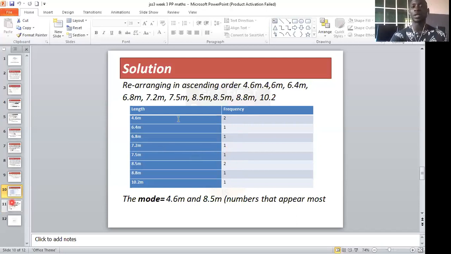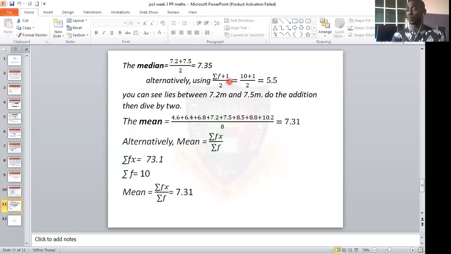There are some cases whereby your frequency will not fall in between 2 numbers. So you have just 1 number, so just choose that as your median. But in the case where it falls in between 7.2 and 7.5, we do the addition and divide by 2, which is 7.2 plus 7.5 divided by 2, which will give us 7.35. That is how you calculate your median.